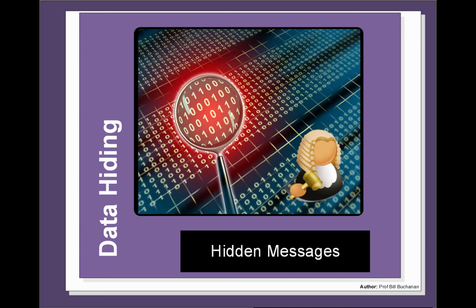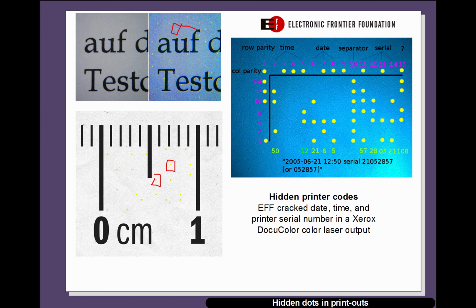Okay, so we can also get hidden messages inside documents, such as what's been found on Xerox printers. This was an example that EFF analysed, and we can see there are dots, and the dots actually represent when the output was actually taken, and also the printer type.